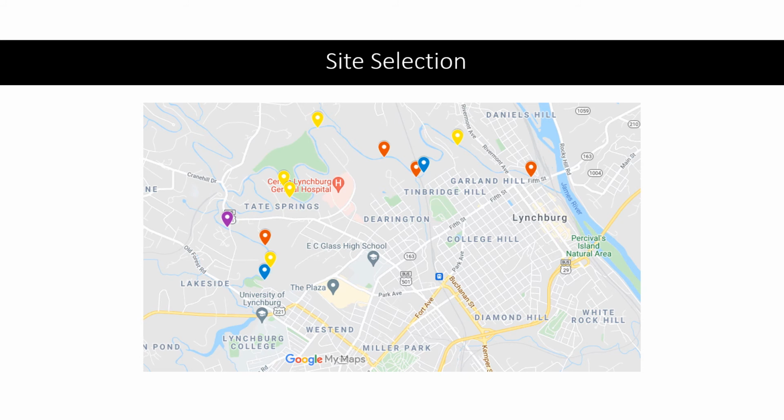So on this map, the blue sites are for the scour pools, the yellow sites are for non-turbulent areas, the red sites are for the turbulent areas, and the purple indicates a dammed pool.